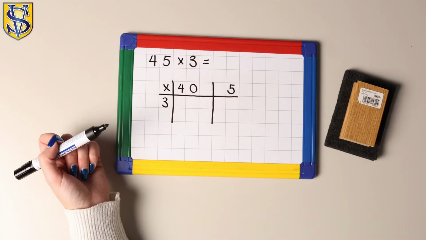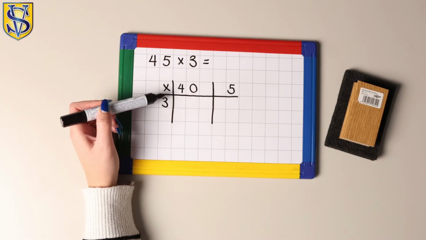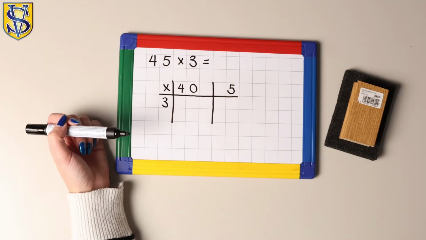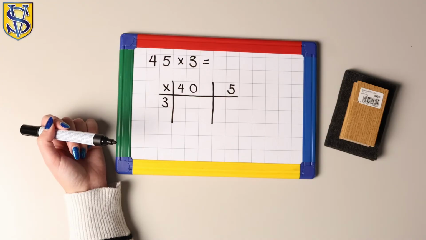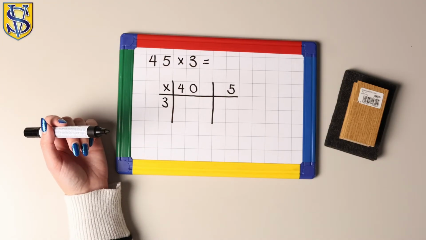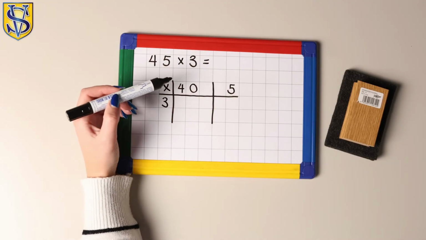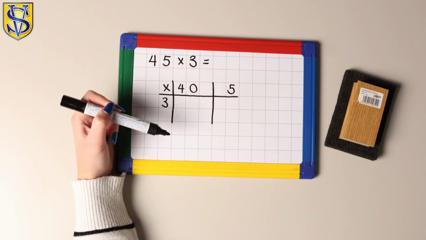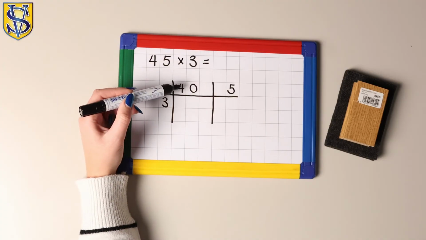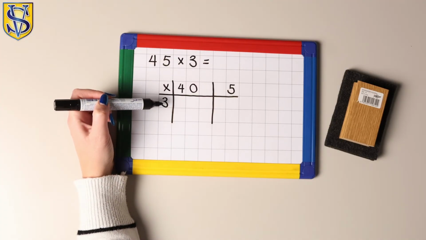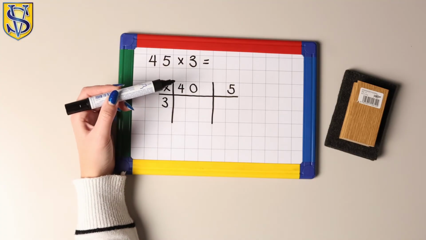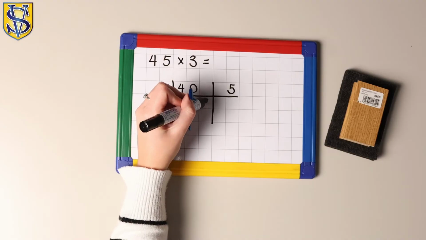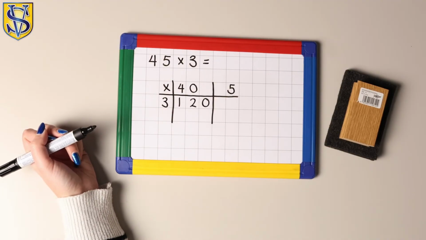So what we're going to start off with is 40 times 3. Now, 40 times 3 can be quite challenging because people don't know their times tables up to 40. But you could see it as 4 times 3, and then because there was a 0 on the end, you need to make the answer 10 times bigger. So 4 times 3 is 12, and then 12 times 10 is 120. So 40 times 3 is 120.